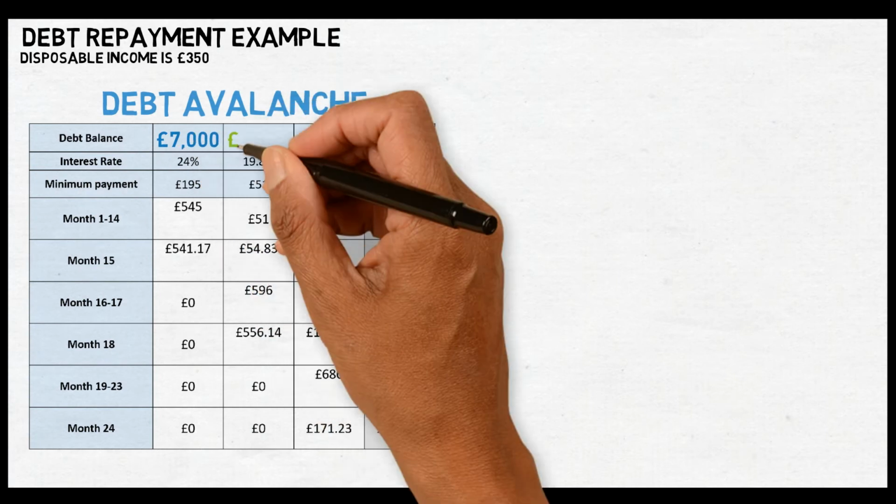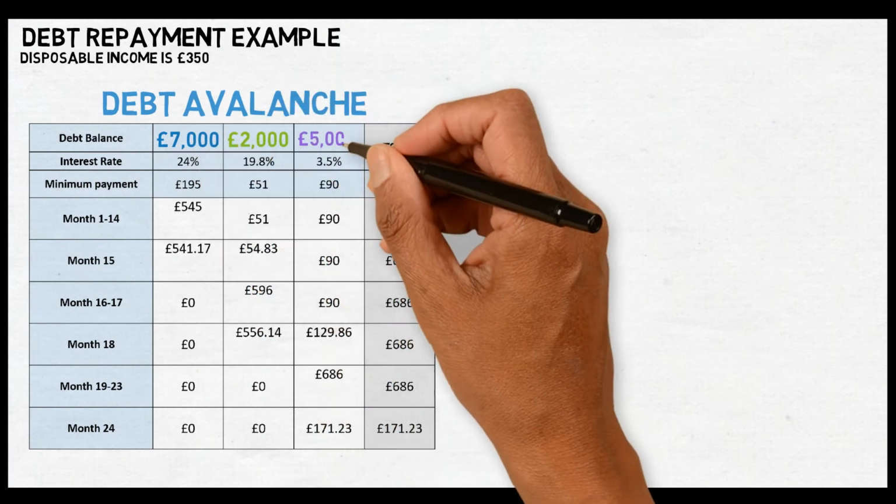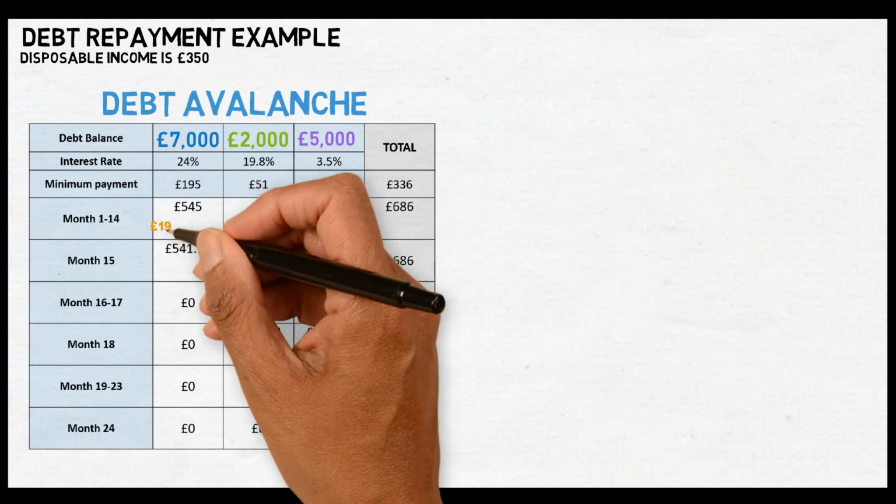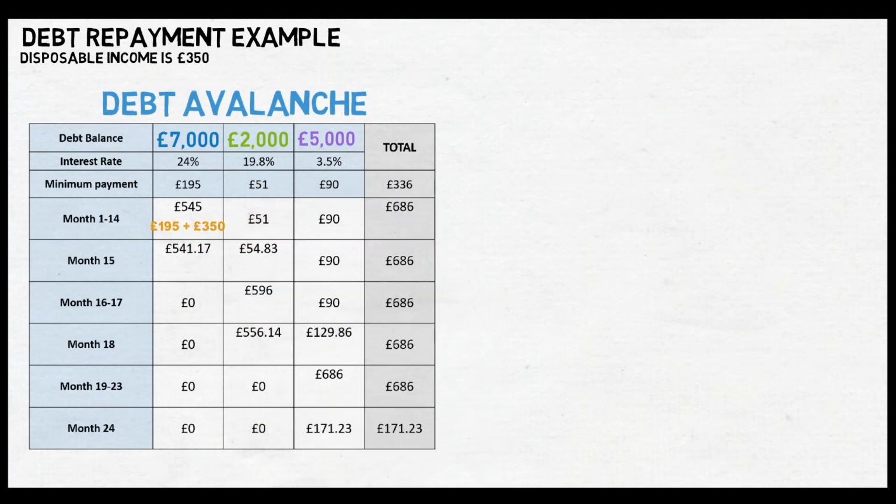This table shows the monthly repayments made for each debt and the month they are paid off in full. Let's walk through the first debt to be paid, the credit card, which is a debt with the highest interest rate. For the first 14 months, you pay the minimum repayment plus the disposable income of £350 to total £545. Remember, you must pay the minimum repayment on the other two debts.